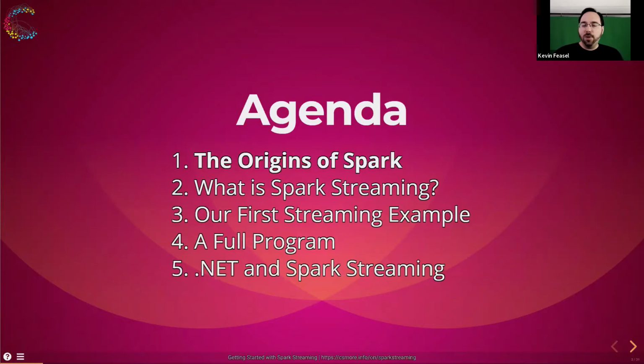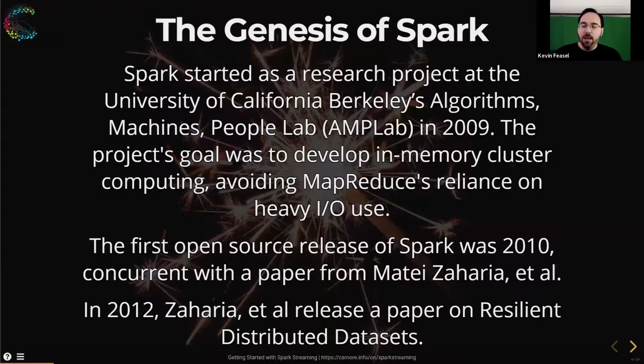Let's get started. Apache Spark comes out of UC Berkeley's AMP lab, the Algorithms, Machines, and People lab. 2009 was the first paper released, by Matei Zaharia and I think four co-authors, releasing information on this distributed in-memory cluster system. The first publicly available release of Spark was 2010, and by 2012, Zaharia and I think about eight co-authors released a paper on resilient distributed datasets.